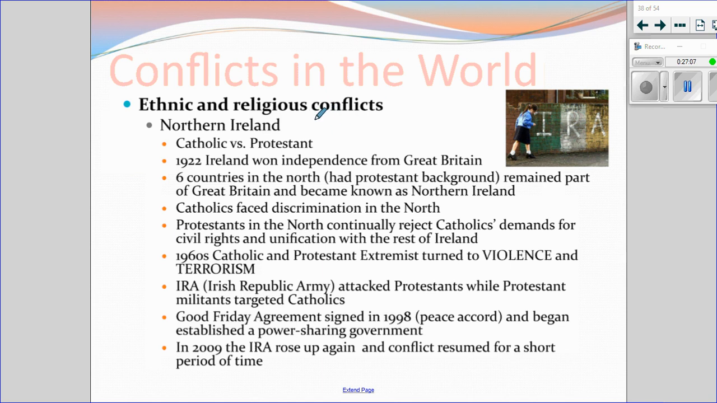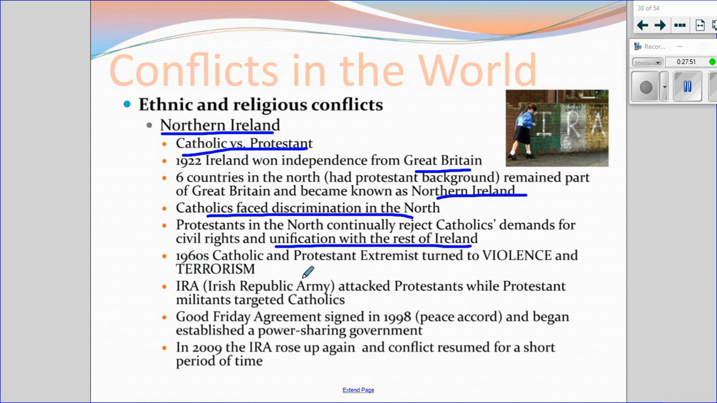So ethnic and religious conflicts have also occurred in Europe, particularly Northern Ireland. You have Catholics versus Protestants fighting it out there. In 1922, Ireland won independence from Great Britain. All right, and so there were basically 6 areas in the north that had a Protestant background and remained part of Great Britain, and that's Northern Ireland. And in Northern Ireland, Catholics faced discrimination. So Protestants in the north continually pushed back against Catholic demands for civil rights. Also, Catholics in Northern Ireland wanted to unify with the rest of Ireland.